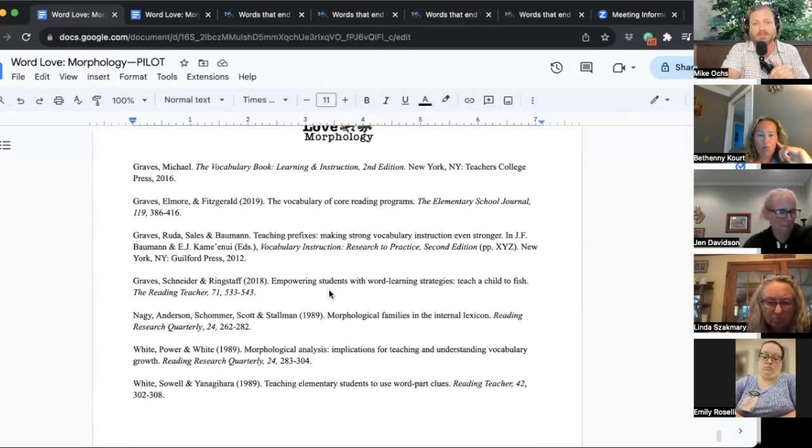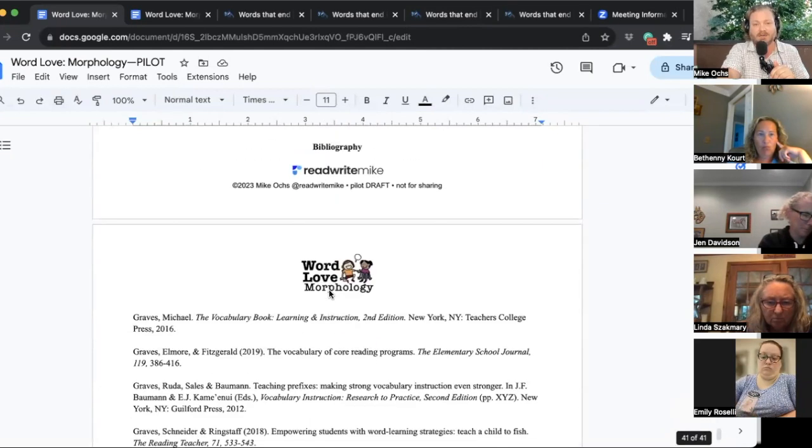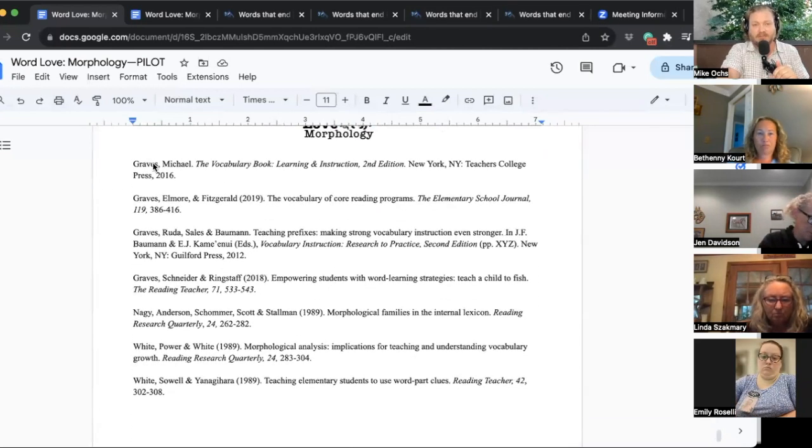If you are interested in a bibliography, here it is. You'll notice I lean on Michael Graves. Michael Graves wrote the vocabulary book. He does a lot of work with this particular aspect of vocabulary, morphology. Whereas I really like Beck and McKeown's work for individual word learning. So you can check that out if you want.